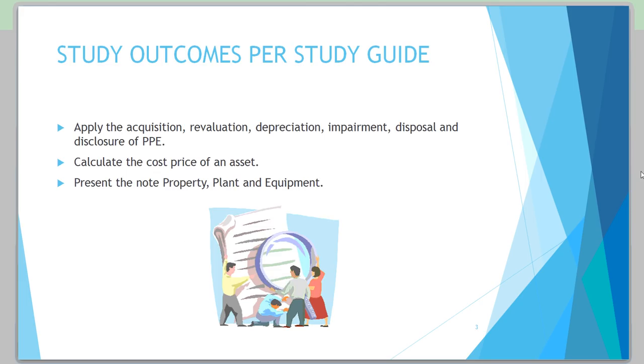Our study outcomes as per the study guide are to apply the acquisition, revaluation, depreciation, impairment, disposal and disclosure of PPE, to calculate the cost price of an asset and to present the note property, plant and equipment.